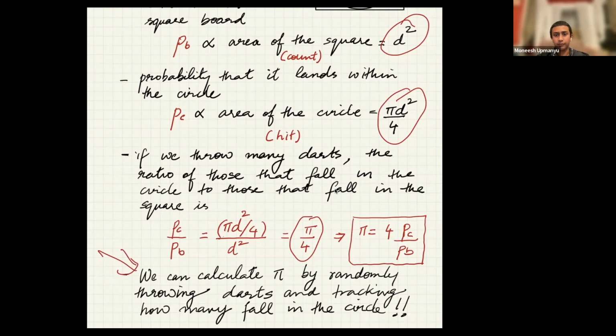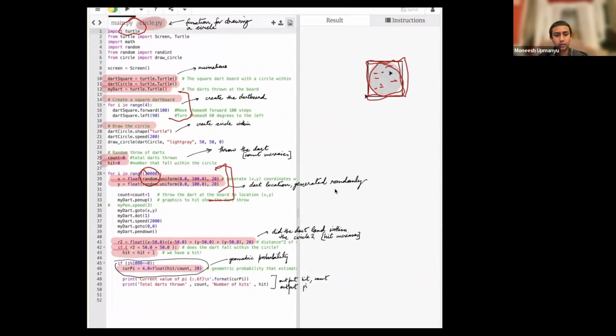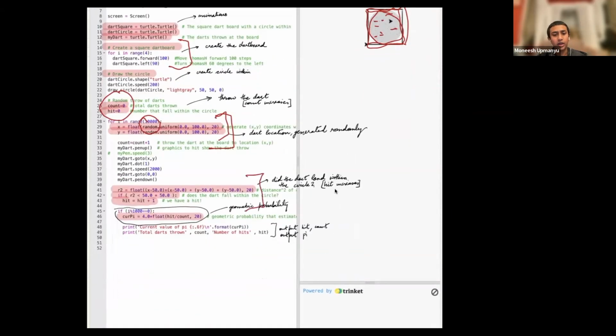Here's the code. We're using Python, and the animation package is called Turtle. First, we generate a square, a circle, and then the darts. The random numbers represent the dart's location, and they're generated randomly as if someone with a blindfold was throwing them. We have a count that represents the total darts thrown, and hit that represents the number of darts that land within the circle. We have a way to track the number of darts that actually land in the circle, and a way to calculate pi, which is just 4 times hit by count.